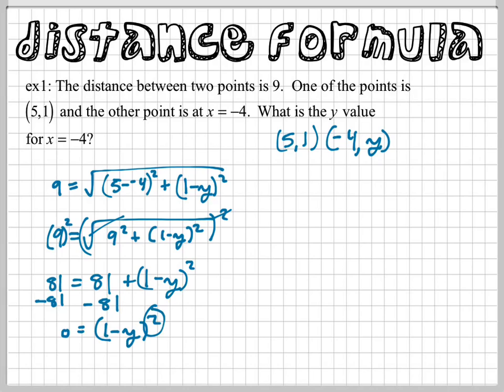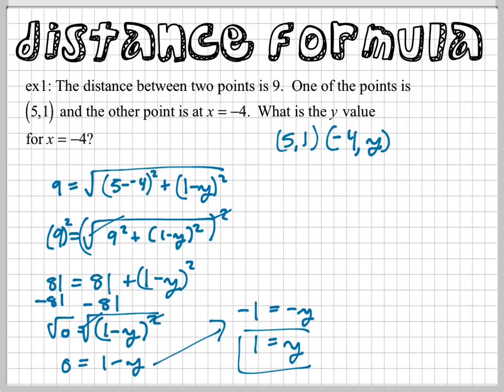How do I get rid of this squared? You square root it. You use the inverse operation. And so we square root the other side. What's the square root of 0? Well, that's just 0. So we have 1 minus y. So we subtract 1 from both sides, and then we get negative 1 equals negative y. What does y equal? Positive 1. Okay, so in this case we got lucky.